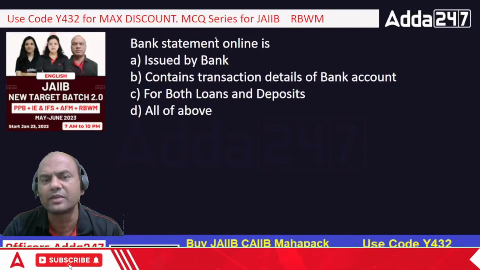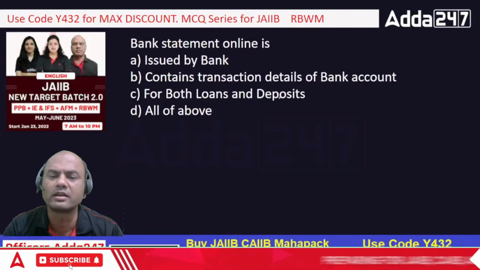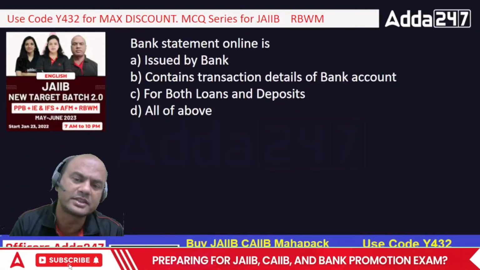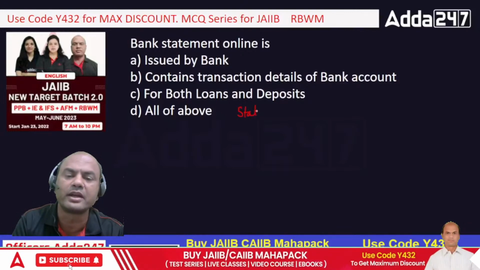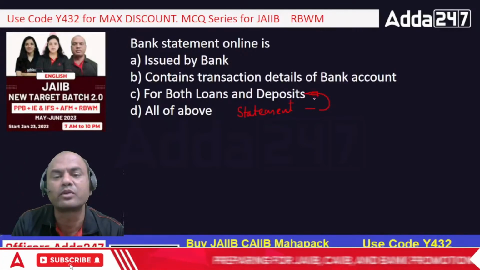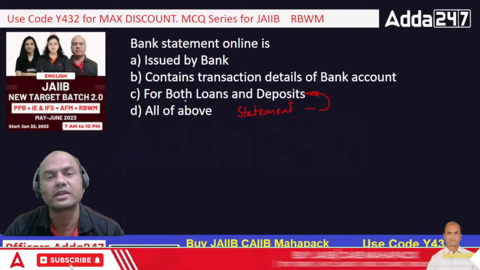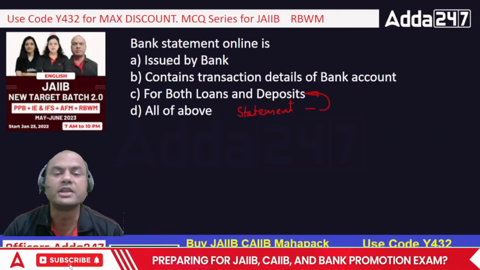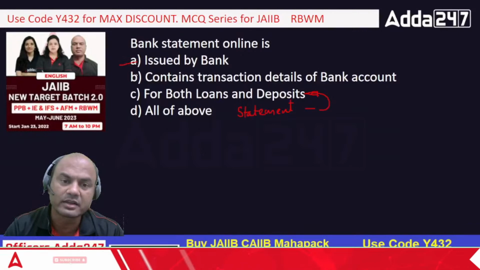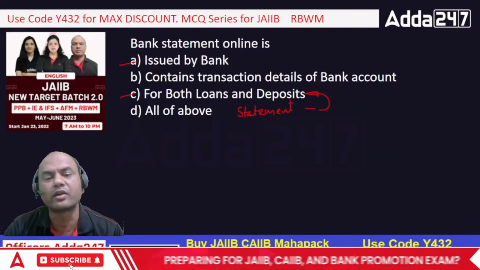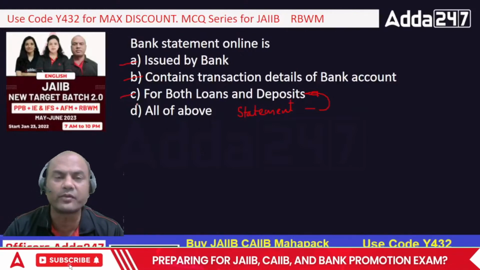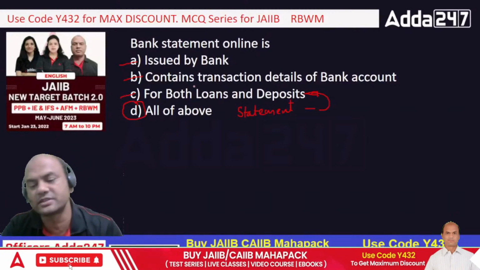So what is true about this? Is online statement available for loans also, or only deposits, savings accounts? Is online statement available for current account also? Can you tell me that? See this. Statement is available for both loans and deposits because it is the right of the customer to know what are all the transactions in the account of that customer. Let it be loan, let it be deposit. Issued by the bank. It can't be outsourced. It has to be issued by the bank in which I am maintaining the account. So A is also correct. C is also correct. Contains the transaction details of the bank account. That's obvious, isn't it? So B is also correct. So what should be the answer now? The correct answer is everyone. It is D. D is the right answer. Got it?